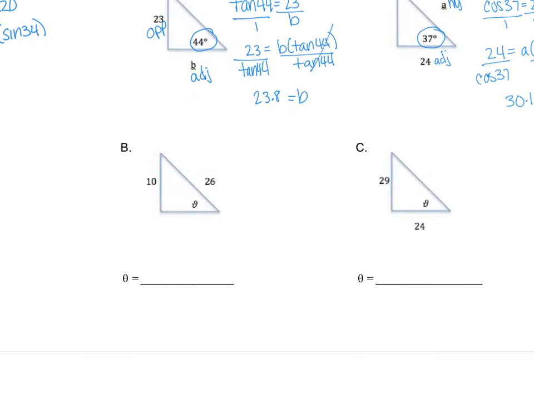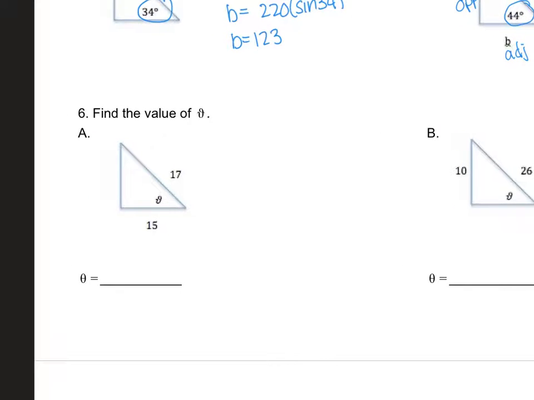All right, for the next set of questions, it's asking for angles. So remember to find angles, we're using inverse: sine inverse, cos inverse, tan inverse. We have to hit our second button on our calculator. We don't cross multiply either when we're finding angles like we do when we find sides.